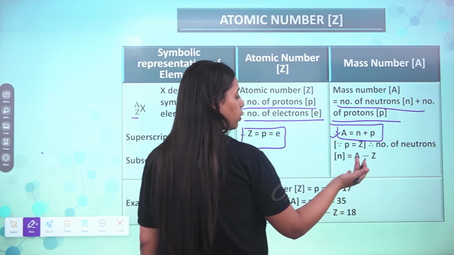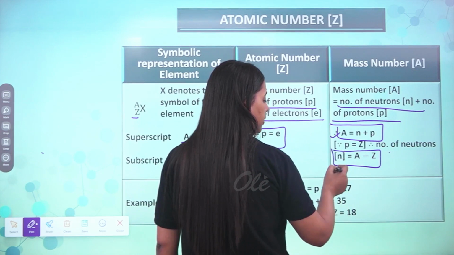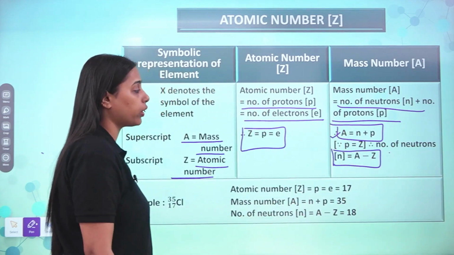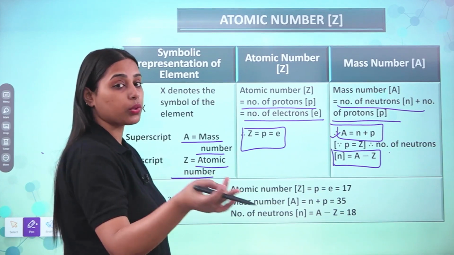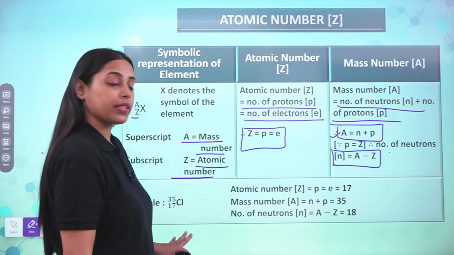Atomic number is the number of protons only, and the number of neutrons can be calculated as atomic mass minus atomic number. So these are the formulas that are going to be used in order to calculate the number of electrons, protons and neutrons in any atom. For example, a chlorine example is given here.